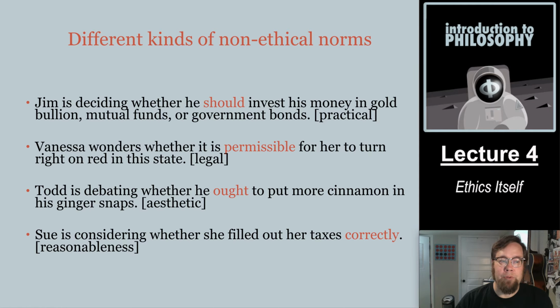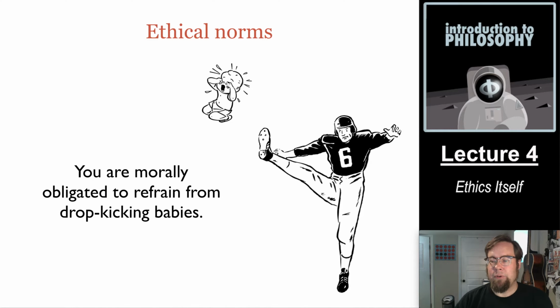What are ethical norms? Well, examples of ethical norms have to do with, first and foremost, matters of life and death, like drop kicking babies. That's probably not very helpful to the baby. Probably it's safe to say that everyone would see that not only is there a norm against drop kicking babies, but that norm is an ethical norm. It is unethical, or in other words, immoral, to drop kick babies.